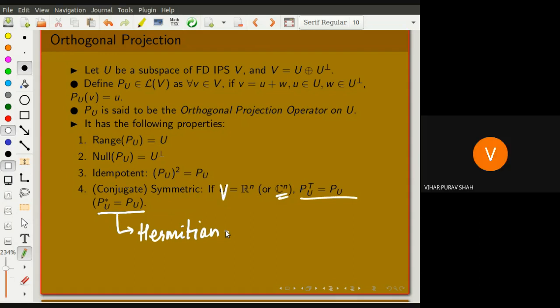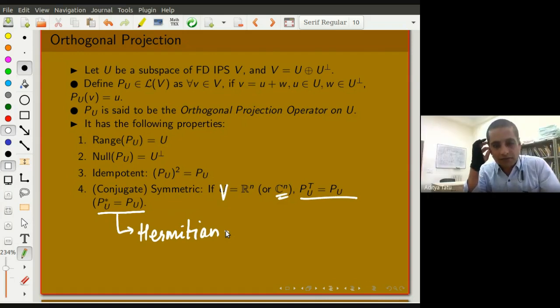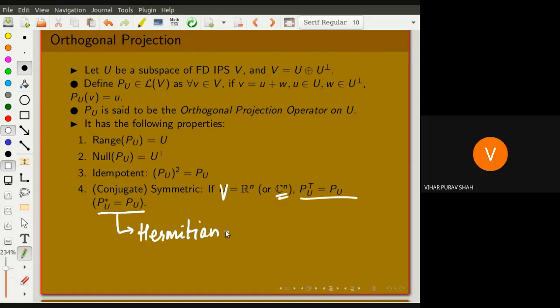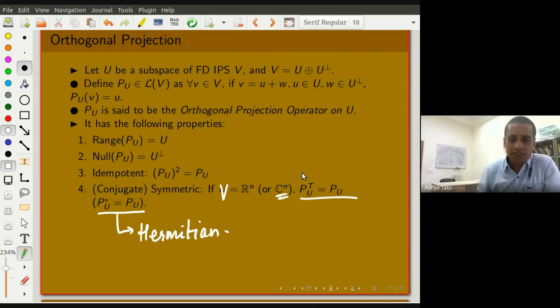Sir, can you give the definition of Hermitian matrix again? Sorry? Can you repeat the definition of Hermitian matrix? A Hermitian matrix is a square matrix with complex valued entries that is said to be Hermitian if its complex conjugate transpose is equal to itself.